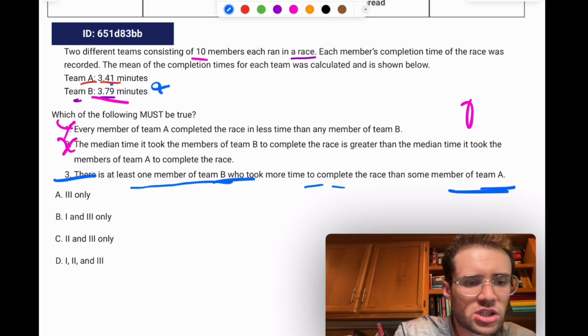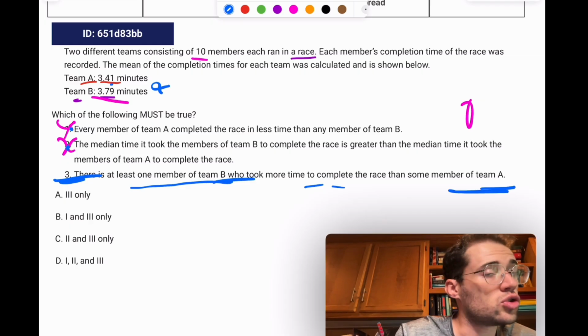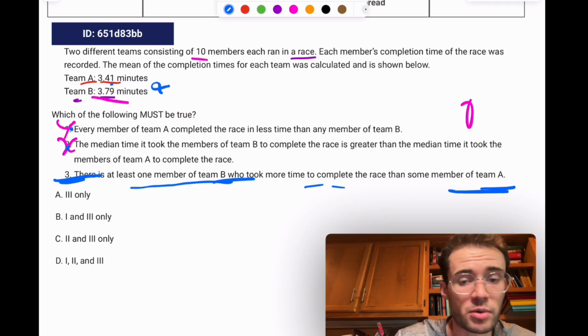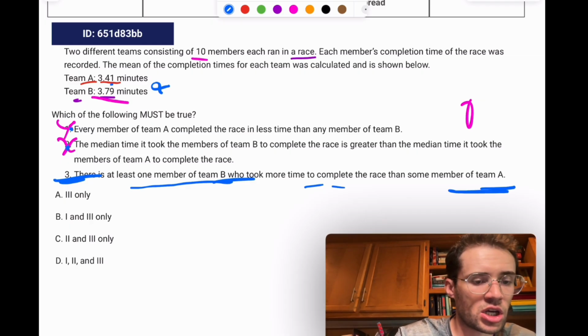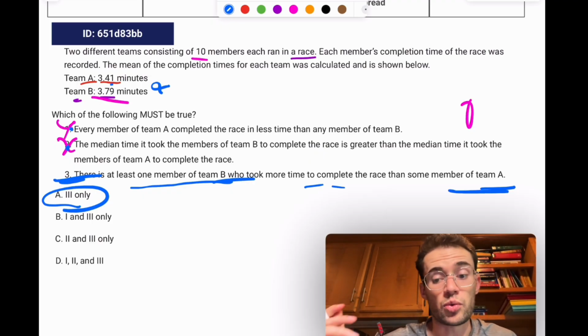So 3 is the only one that has to be true. 3 is the only one that has to be true. 1 and 2 could be true, but we don't know from the information they gave us. So 3 only, 1 and 2, we don't know.